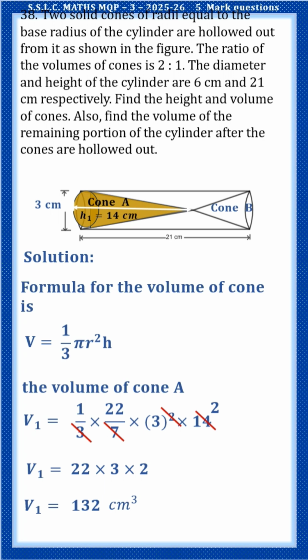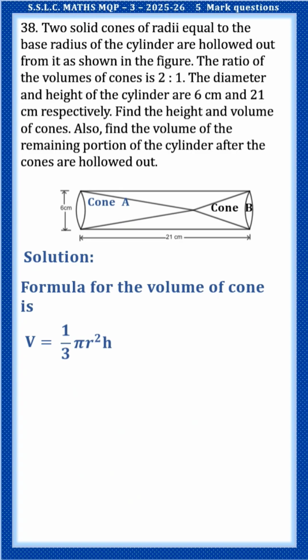It is easy to find the volume of cone B because they have mentioned that the volumes of cone A and B are in the ratio 2:1. So divide 132 by 2, that is 66. But let us find the value of it. Now let us find the volume of the cone B by using the same formula. V is equal to 1 by 3 pi r square h.